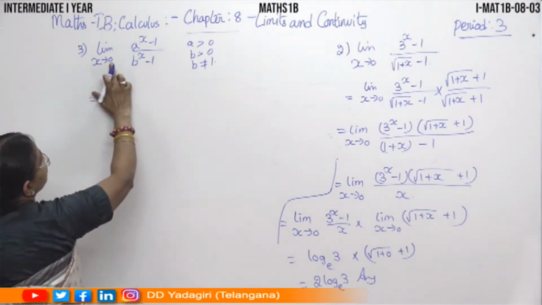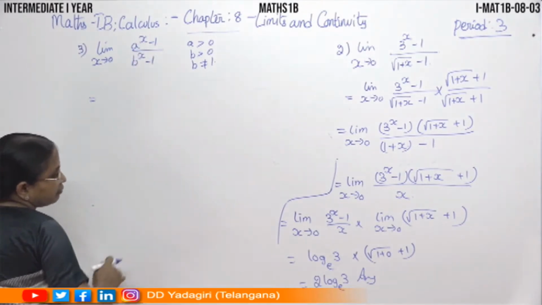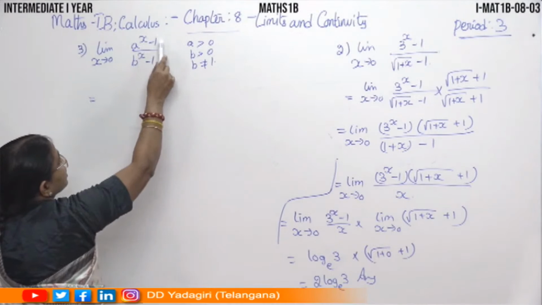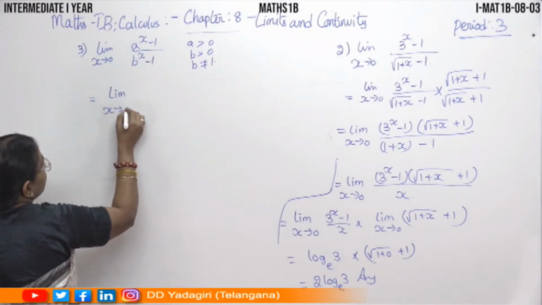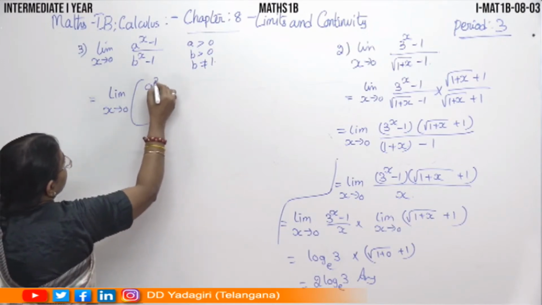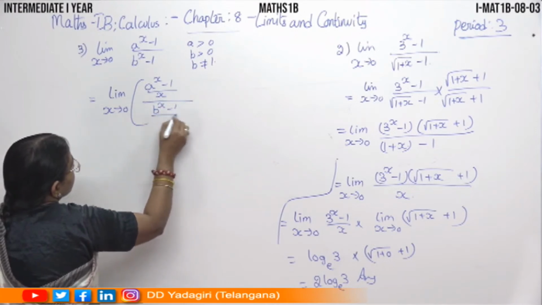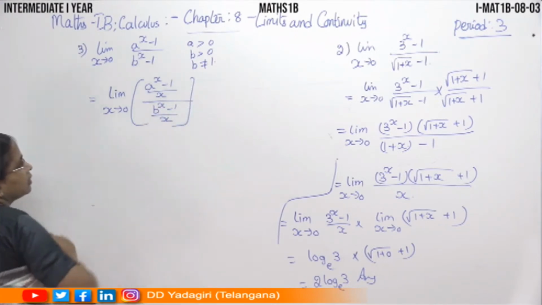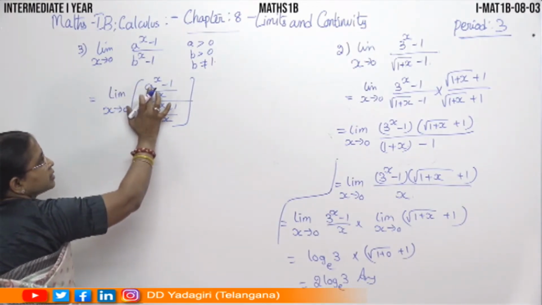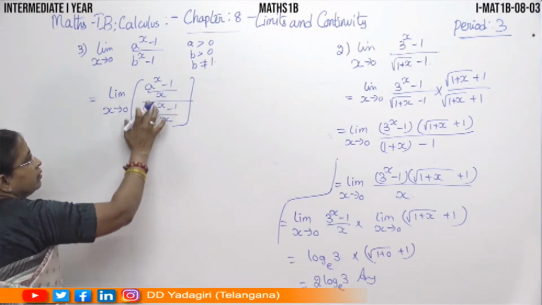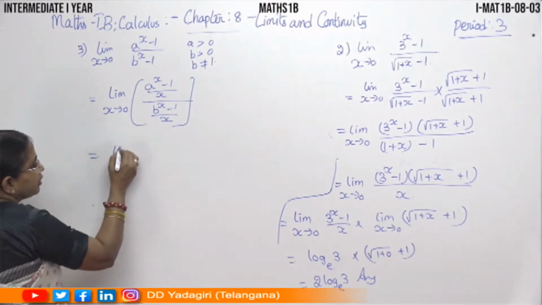Okay, now when I substitute, a power 0 is 1, 1 minus 1, 0 by 0 form only. We have the standard limit as (a power x minus 1) by x. So what we do is, we take the same limit and divide both numerator and denominator by x: (a power x minus 1) by x over (b power x minus 1) by x. So like this we do. So this point you should remember. Because our standard limit is (a power x minus 1) by x, we should divide both numerator and denominator by x and bring it to the standard form.